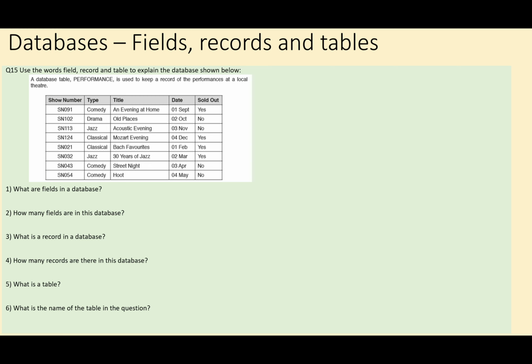Okay, question 15, databases, and we're focusing on these three keywords that we need to use to describe a database: fields, records, and tables. So we've got question 15, use the words field, record, and table to explain the database shown below. We've got 6 questions there.